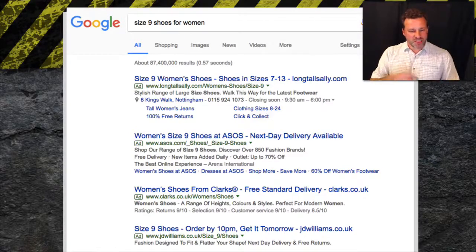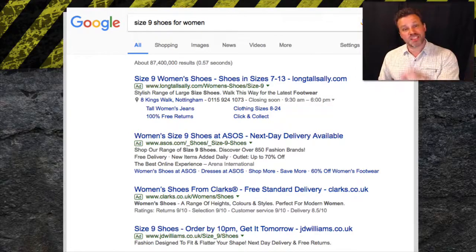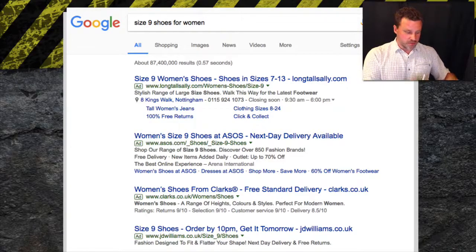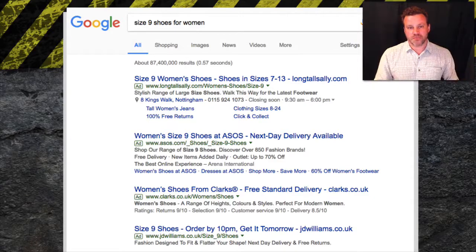Okay, next one. Women's size 9 shoes at ASOS. Next day delivery available. Hey, there you go. Right there in the headline, there's an advantage, a benefit to clicking that one rather than the other one. Right? They may get more clicks. Next one says free standard delivery. So it's all about what step are they on now? What do they need to know next?